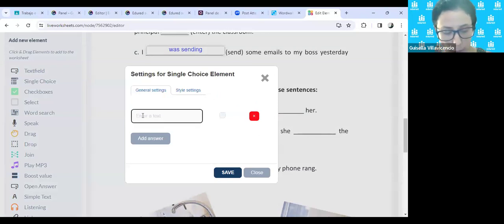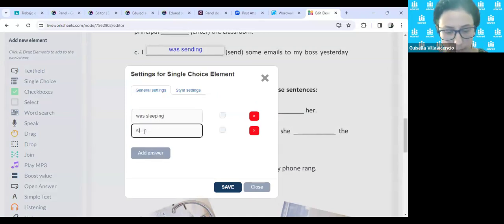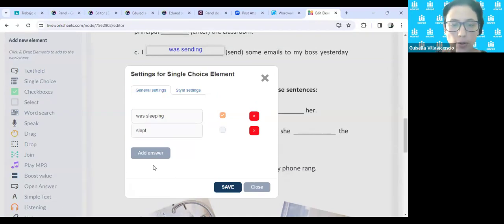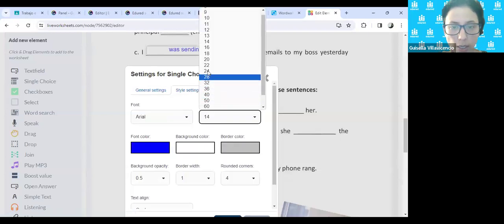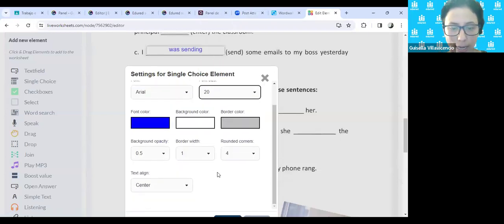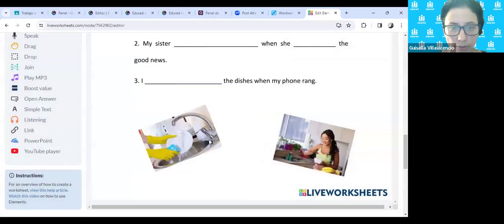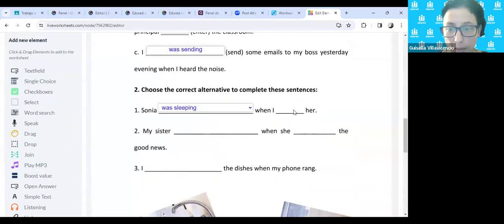Entonces, ellos van a tener dos opciones. Voy a poner was sleeping o slept, el past progressive o el past simple. ¿Cuál es la respuesta correcta? Va a ser was sleeping. Les voy a dar un check. Y tiene que ser de 20. Quiero que sea letra grande. Y listo, save.